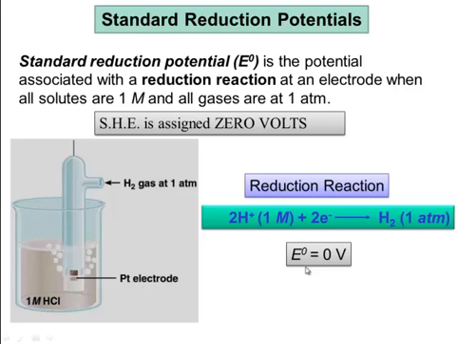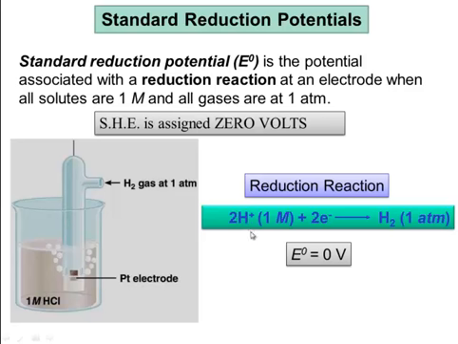And since the pressures and the concentration of the species involved are in the standard states, we can call this potential the standard reduction potential, and it's symbolized as E0. So E0 for SHE, which is standard hydrogen electrode, is 0 volt.